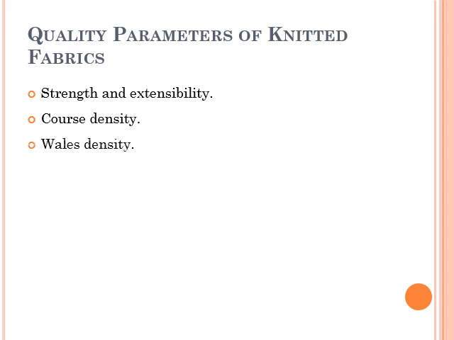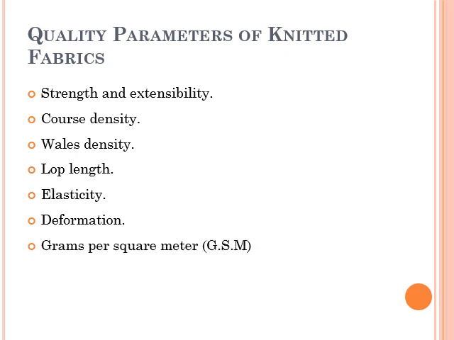As in woven fabric, some qualities are required, they are also required in the case of knitted fabrics. In the case of knitted fabric: strength and extensibility, then courses density, wales density, then loop length, then elasticity of the fabric, then deformation tendency of the knitted fabric, then grams per square meter (GSM), yarn count, and design, that is, which type of loop arrangement is taken. All these characteristics should be even through the complete length of the fabric, and such similar fabrics are stitched together to make one batch.